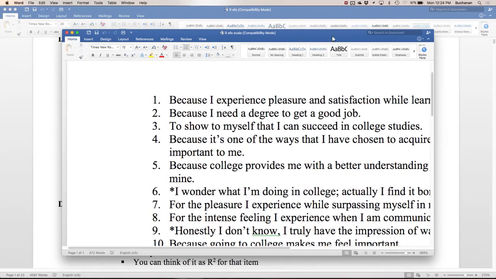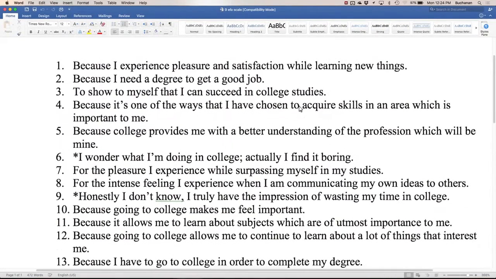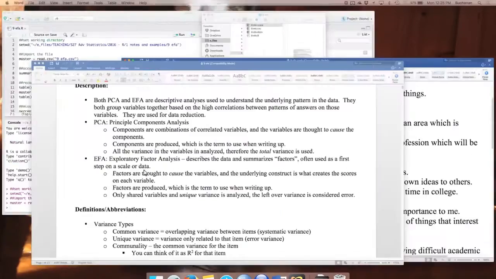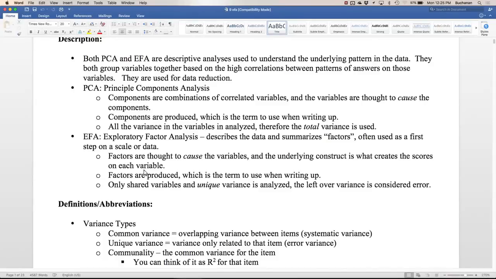So the one in this example is a self-determination theory scale about college. And a lot of these questions have a similar theme, because they're all on the same scale. Otherwise, why would they be on the same scale? So why do you go to school? That's sort of the question. I need to get a degree to show myself that I can succeed. The starred ones are negative. I wonder what I'm doing. I actually find it boring. So what we're trying to do is take those patterns of answers and find the underlying factors in those.